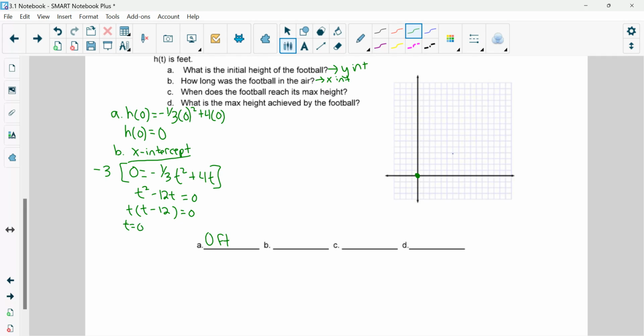And then I can set t equal to 0 and t minus 12 equal to 0. And so I end up getting two x-intercepts. One of them is 0, which we already knew about. The other one would be at 12. So that's how long the ball is in the air: 12 seconds.